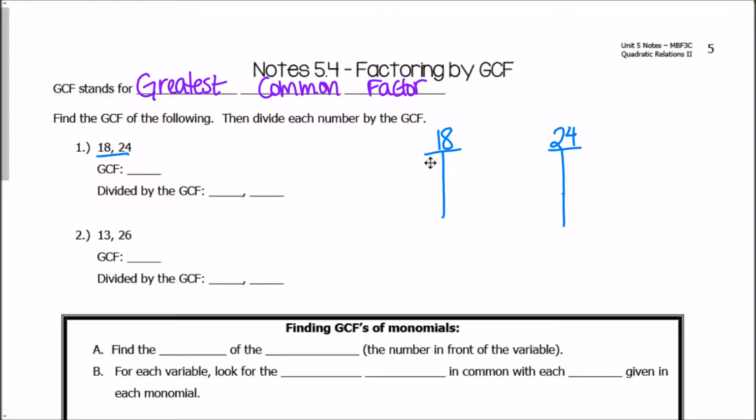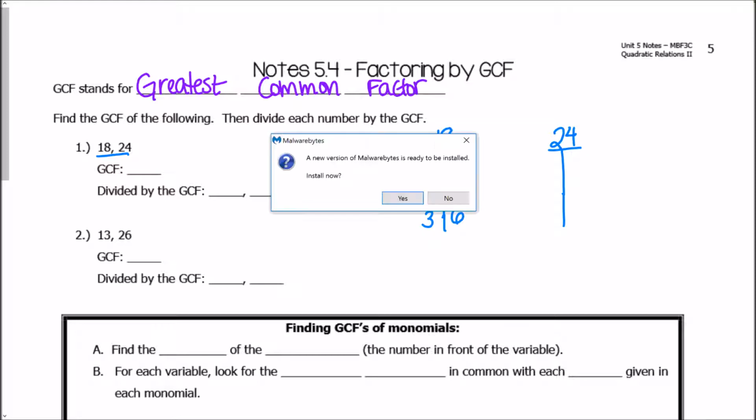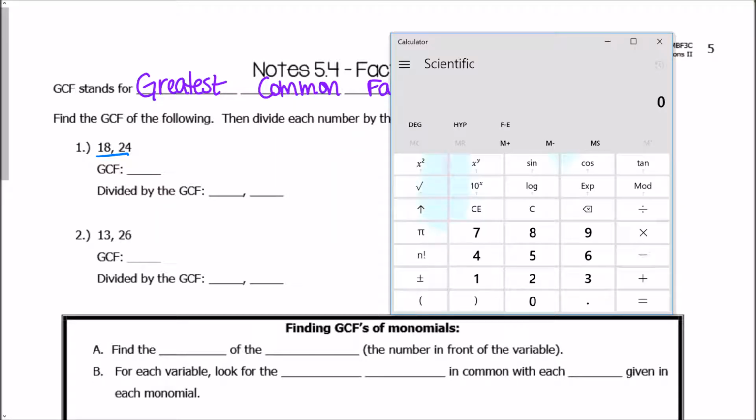So right here, if I start with 1, 18 is divisible by 1, so I get 18, so that works. So 1 and 18 is a set of factors. 18 is divisible by 2, and if I divide 18 by 2, I get 9. 18 is divisible by 3, and if I divide 18 by 3, I get 6. 18 is not divisible by 4, and if you're not sure, you can do the division and see what you get, and you get a decimal. So it's not evenly divisible, and 18 is not divisible by 5 either.